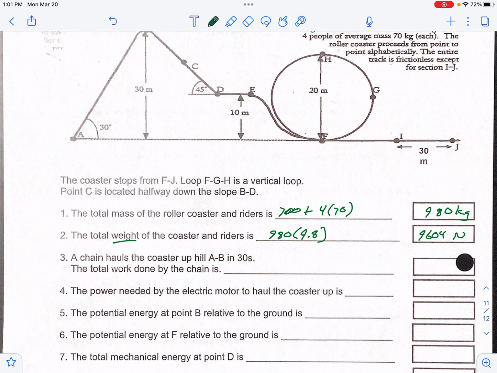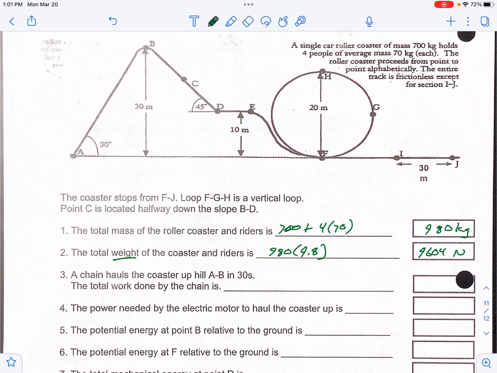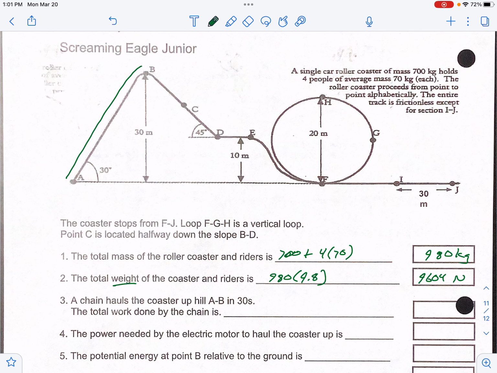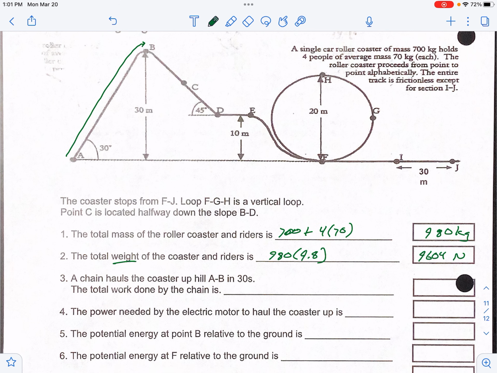3, a chain hauls the coaster up from A to B. So basically at the beginning of the ride, you're going up to point B. I want to know what the work done by the chain is. Remember, work equals potential energy. I've got to get it up there to the top of the hill. So you can do work equals mass times gravity times distance, since I'm lifting it up. My mass is 980, gravity is 9.8, and distance is 30 meters. Multiply all those out, and you get 288,120 joules.